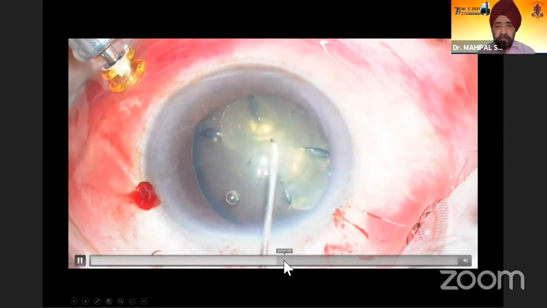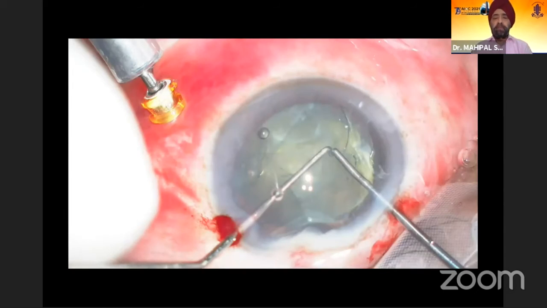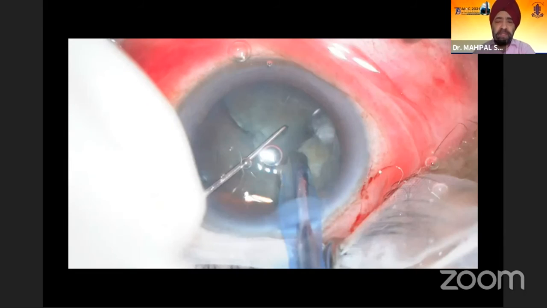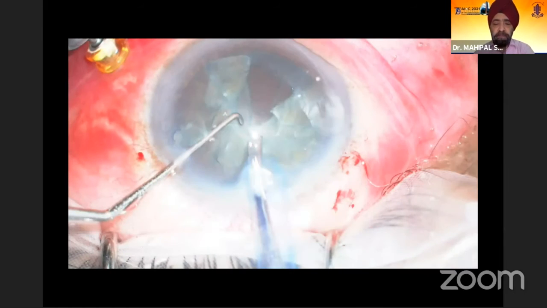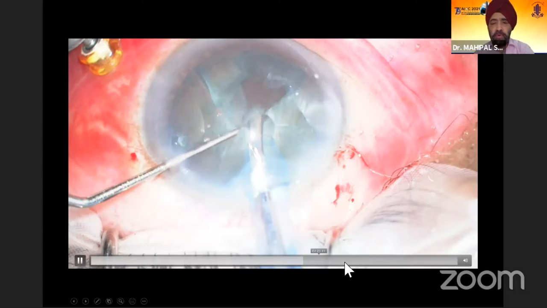Now, vitreous decompression has been done, and we have put in an endocapsular ring. It is a pure endocapsular ring that we are putting here because it was a traumatic subluxation. We don't expect it to increase. And this is the nucleus being taken away. You can see that the nucleus goes off.